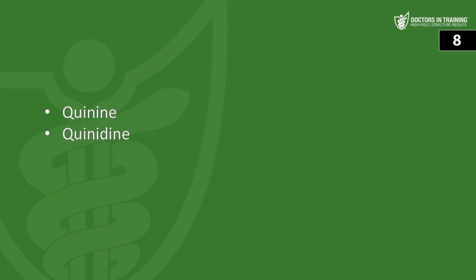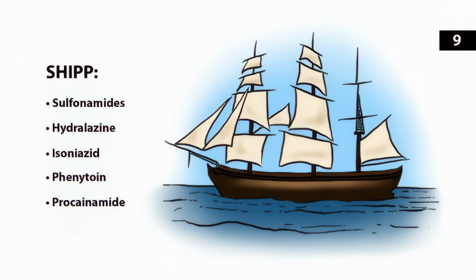Next, a patient presents with tinnitus, dizziness, headache, and GI distress. What drug is causing these symptoms? So this presentation is cinchonism, remember, and so this is either quinine or quinidine. Next, what medications are known for causing drug-induced lupus? So remember that mnemonic SHIP, and SHIP is going to stand for the sulfonamides, hydralazine, isoniazid, procainamide, and phenytoin. So these are the drugs that cause that antihistone antibody drug-induced lupus.